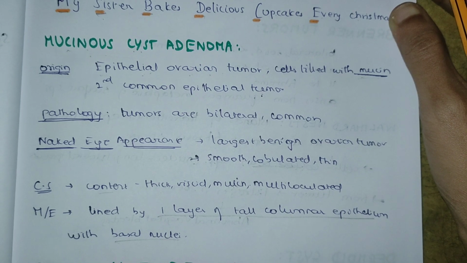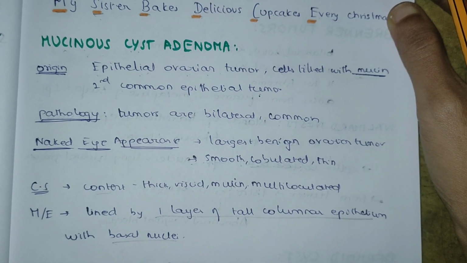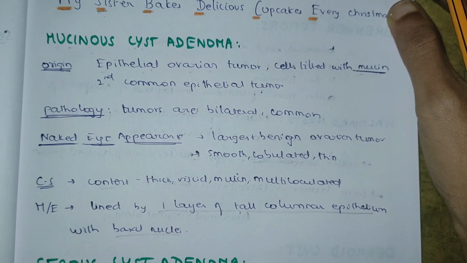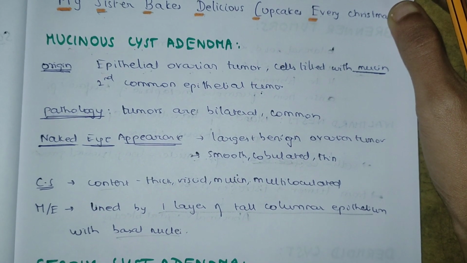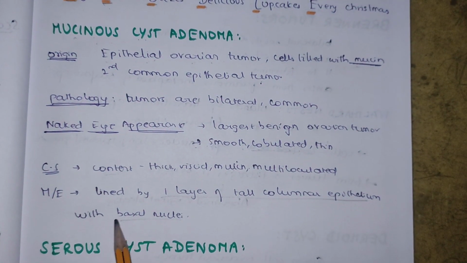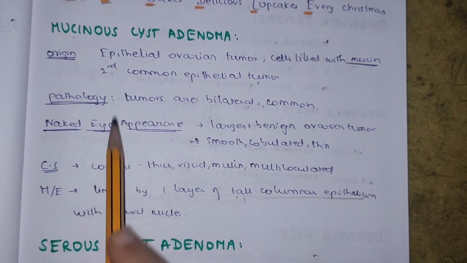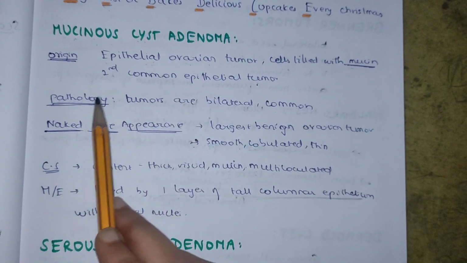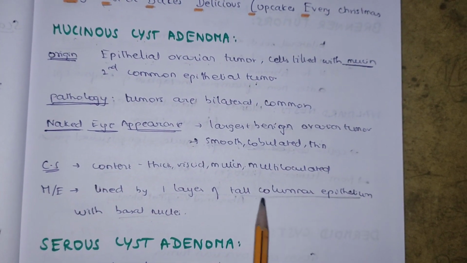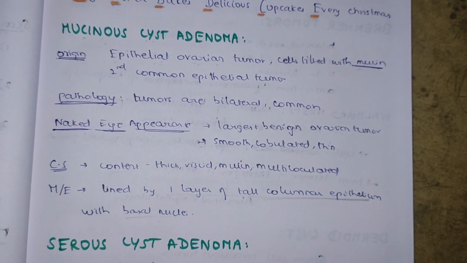As we've seen earlier, it is a lobulated one. It appears on cross-section as multiloculated. Mucin itself is a thick and viscid substance, so the content includes thick viscid mucin. In microscopic appearance, it is made of one layer of tall columnar epithelial cells with basal nuclei. So it is an epithelial ovarian tumor, the largest tumor. It is filled with mucin, multiloculated, lined by one layer of tall columnar epithelial cells with basal nuclei. So this is about mucinous cystadenoma.